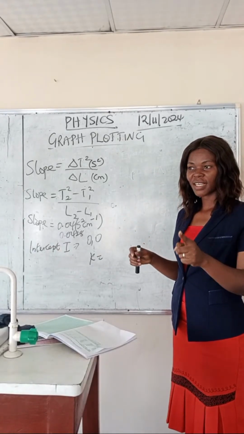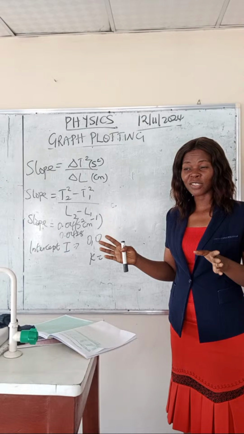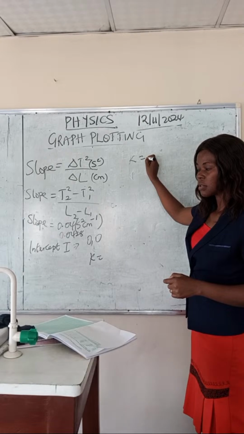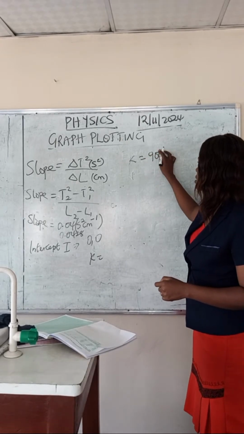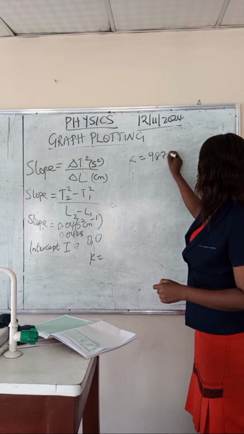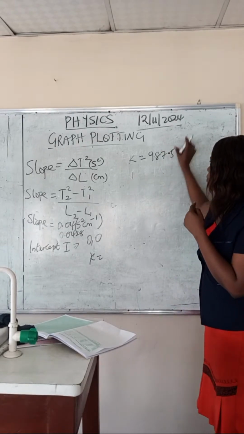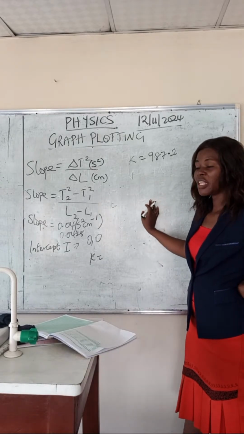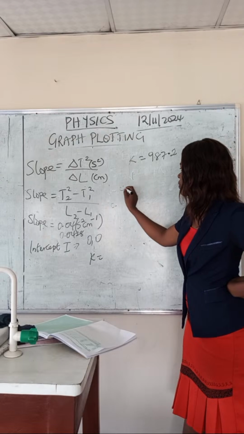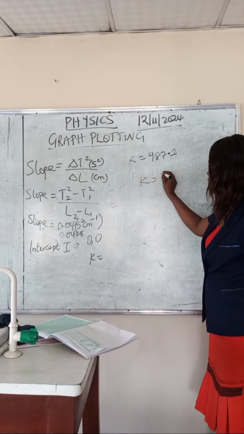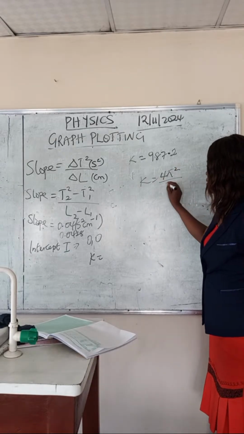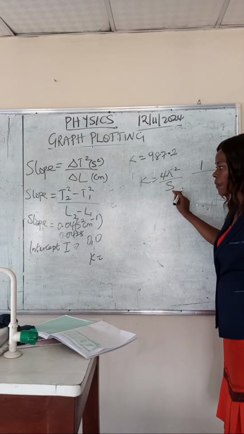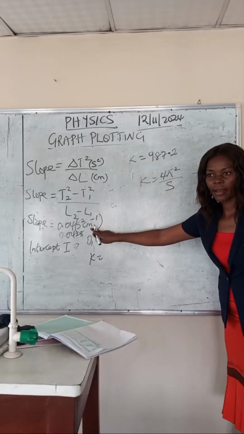We are all correct. I want to tell you the essence of what we just did so you understand the physics. Now, your K is what? Proportionality constant. It's 7.2. What about the units? You know K is equal to 4 pi square over the slope. The unit of slope is second square per centimeter, right?